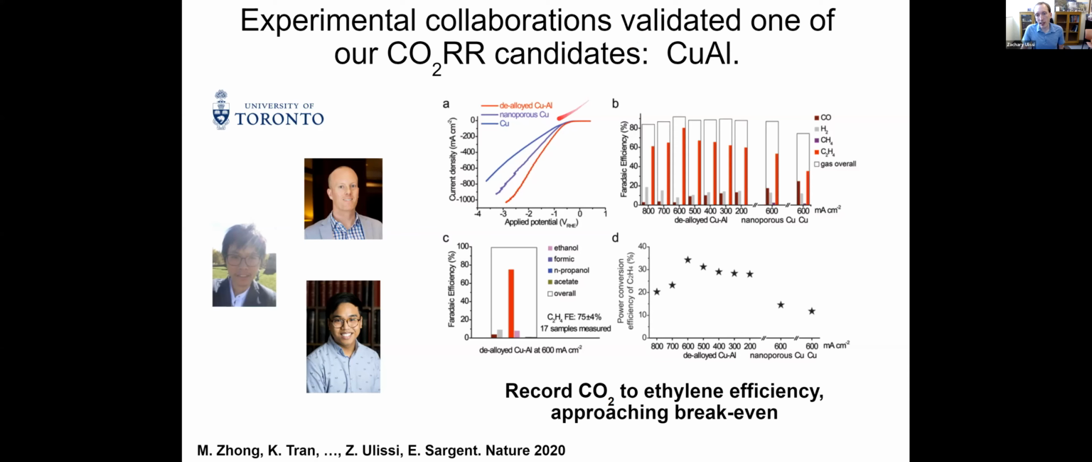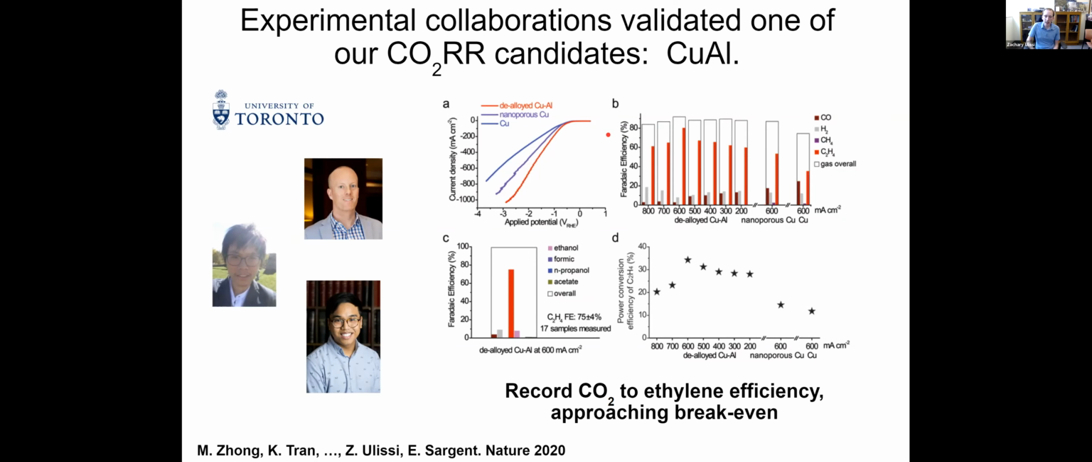This was particularly exciting because copper aluminum was not only found to be quite active for CO2 reduction, that's great, it was also found to be quite selective for ethylene out of all the possible C2 products. So at a specific current density of about 600 milliamps per square centimeter, it was making almost 80%, 75 or 80% Faraday efficiency ethylene. And ethylene is one of the most valuable building blocks that I could think of to make from CO2. So this was super exciting.